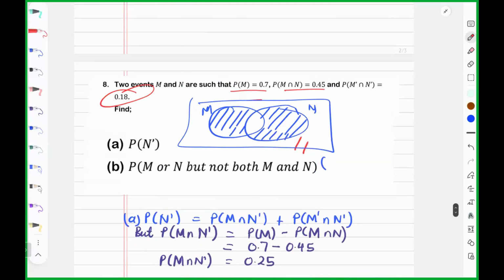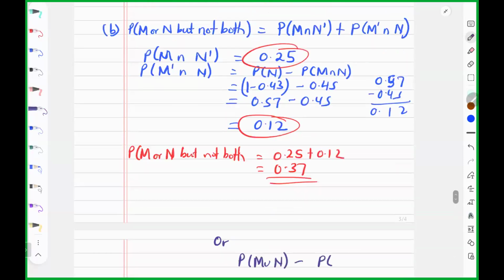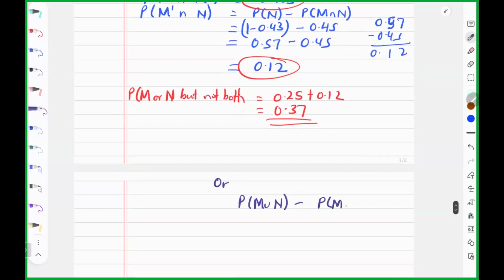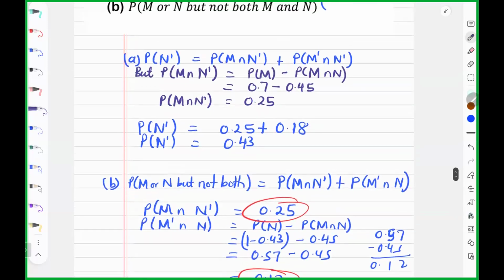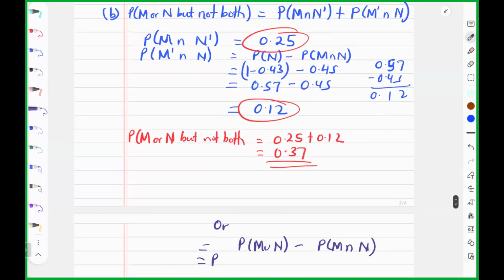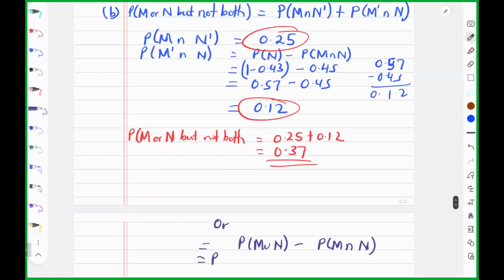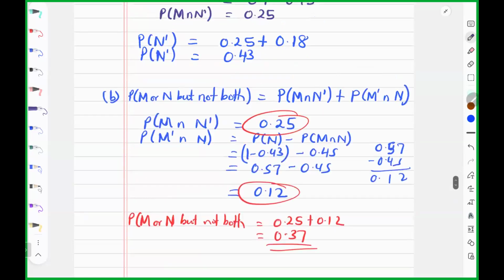Or as I've told you, you could have used probability of M union N minus probability of M intersection N, subtracting the intersection from the union. If you expand this, substitute for M union N, which can also be got from these values that were given, because they gave us probability of M complement intersection N complement as 0.18.